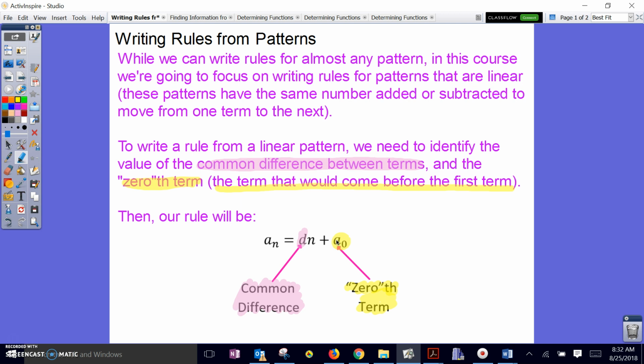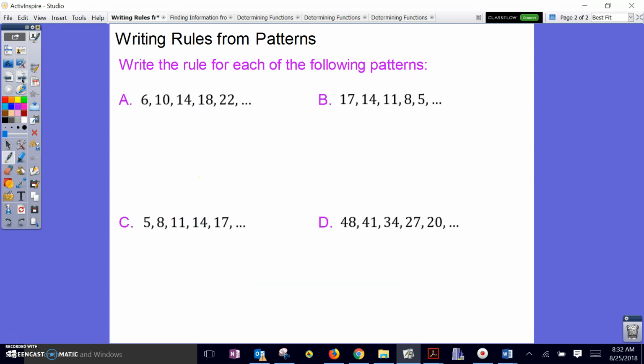So suppose the common difference we were adding 12 to go from one term to the next, and we figured out that the 0th term would be 5. Then our rule would be that a sub n is equal to 12n plus 5. So let's do a few examples and get this under our belt here.